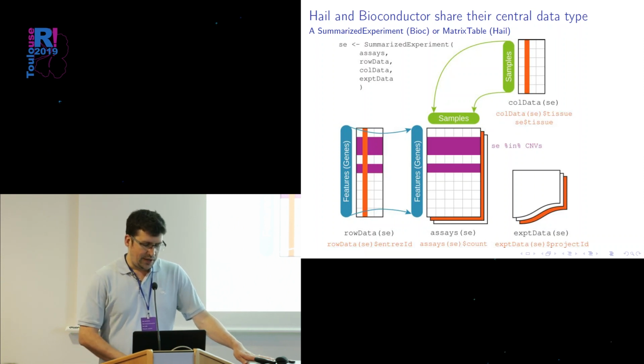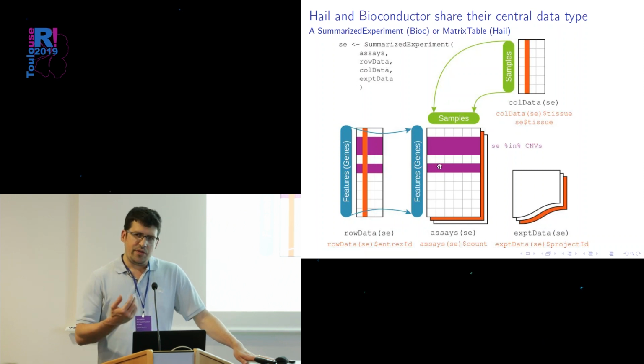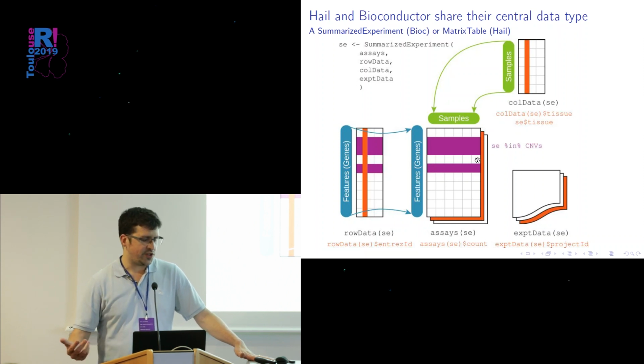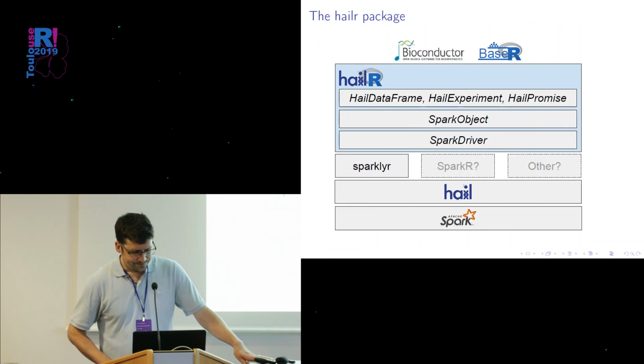And essentially you have a stack of matrices with some feature along the rows and some sample along the columns, and these hold summarized assay measurements. And then you have annotations on the features or annotations on the samples, and each of those are in the form of a data frame, as well as additional metadata.